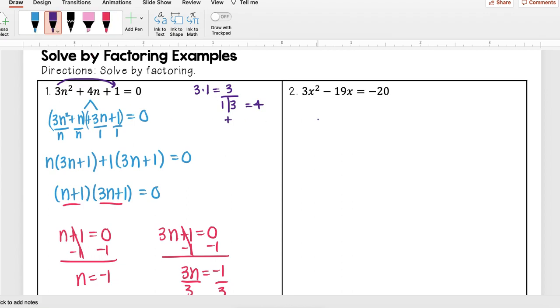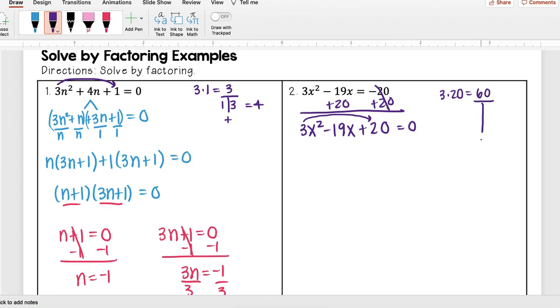Okay, so I see here this one's not set equal to 0, so I first have to set it equal to 0. And to do that, I'm going to add 20 to both sides. And I want to put that at the very end, so this is in standard form. And now I'm going to go ahead and multiply a times c. So I have 3 times 20 equals 60. Now I'm looking for two numbers that multiply to 60, but then add to negative 19.